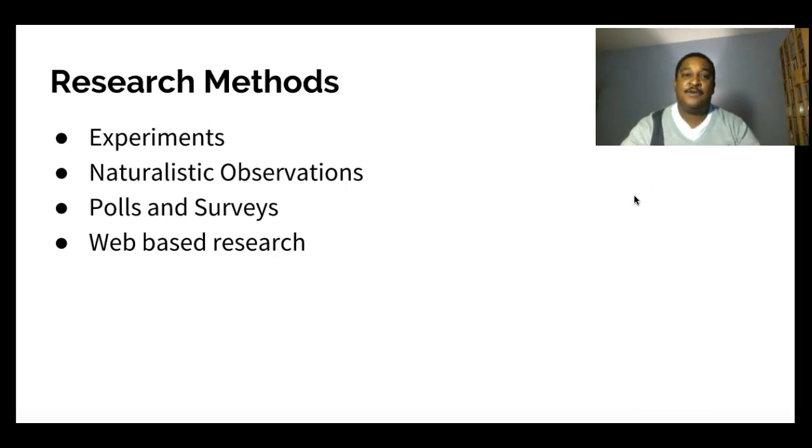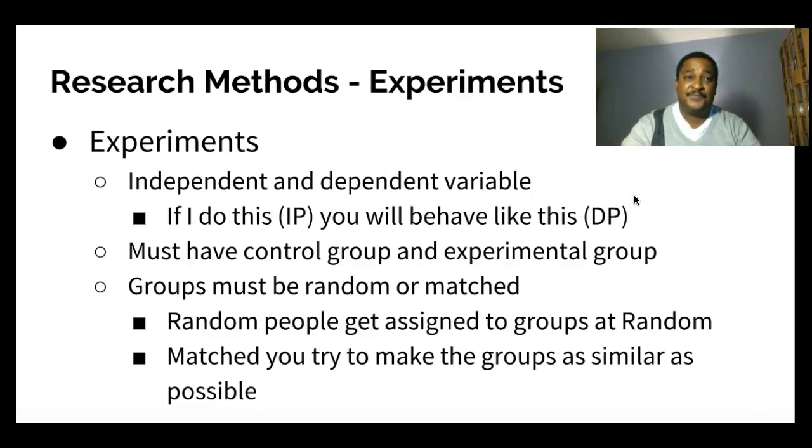There are 4 different kinds of research methods. There are experiments, observations, polls, surveys, and web-based research. I'm just going to talk about experiments today. In your book, you can find information on the other 3.